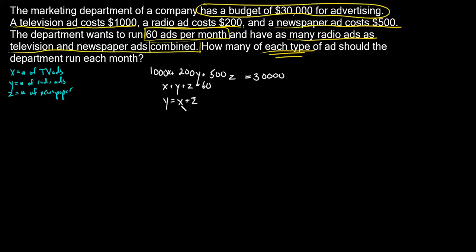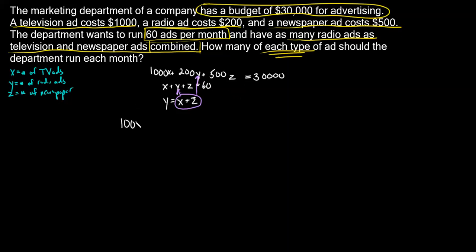So these are the equations, okay? Y equals X plus Z, X plus Y plus Z is equal to 60, and 1,000X plus 200Y plus 500Z is equal to 30,000, okay? So now we can go ahead and solve this particular system, and in this case, I'm actually not going to use elimination. In this case, we have a variable already solved for. Y is already solved for, okay? Y is X plus Z. So we can actually use substitution quickly. I can take this Y equal to X plus Z and substitute it in for Y in this equation, and also substitute it in for Y in this equation. That's exactly what I'm going to go ahead and do.